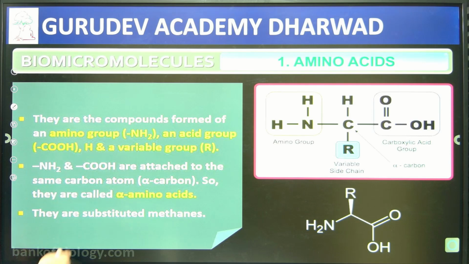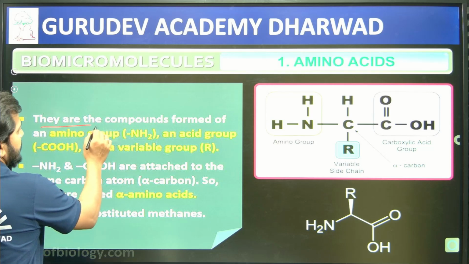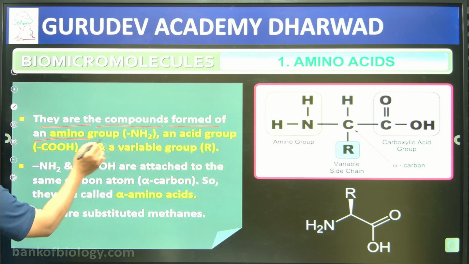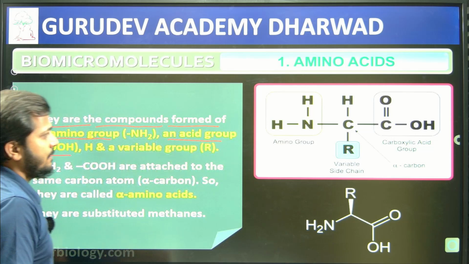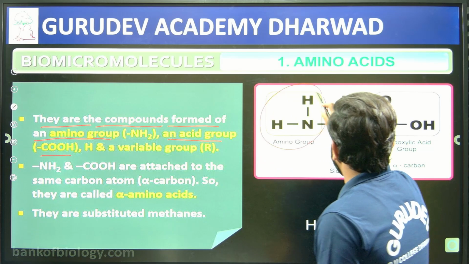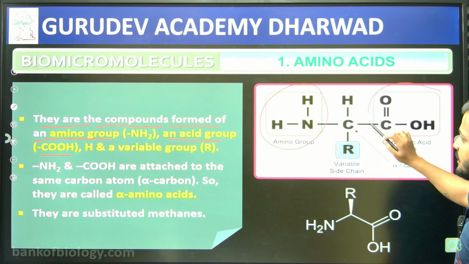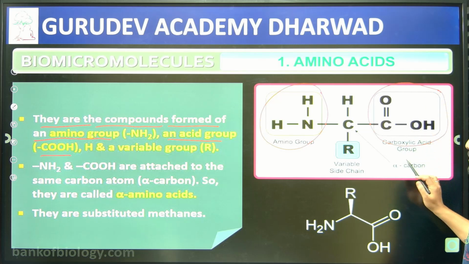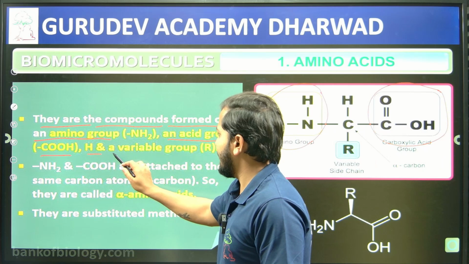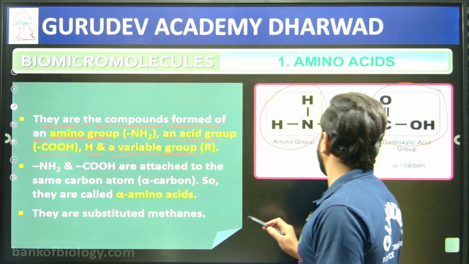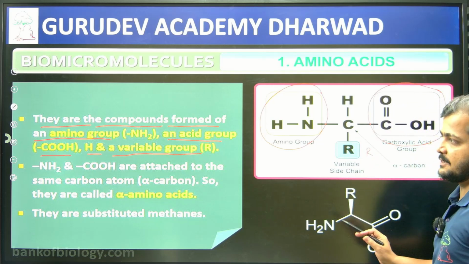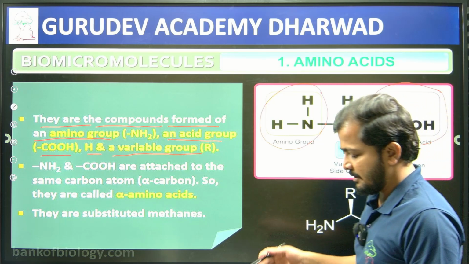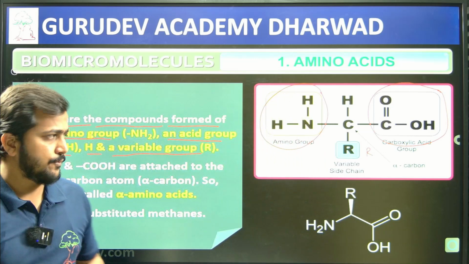So we are going to discuss these one by one, starting with amino acids, right? They are compounds consisting of an amino group and an acidic group. Structurally, this is the amino group. With respect to that, we find the carboxylic acid group, H, and a variable group R. The R represents the variable side chain. Any kind of group can be attached onto that, right?